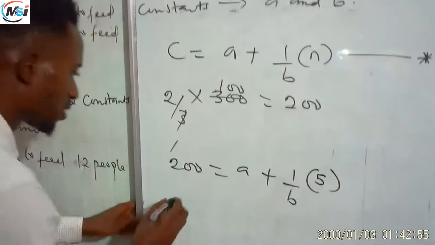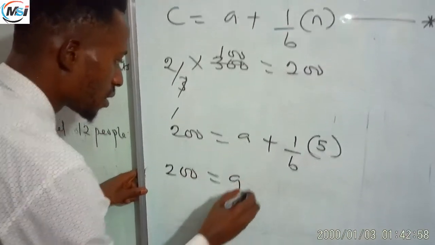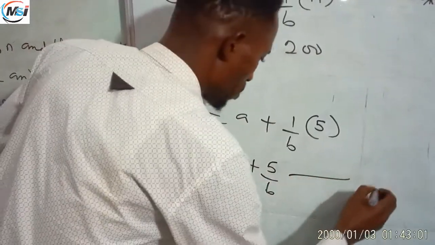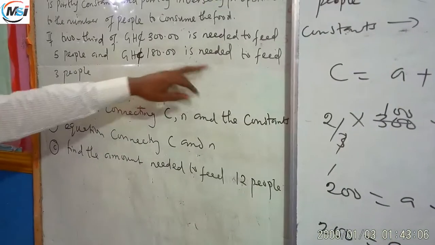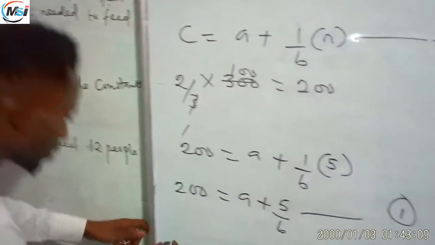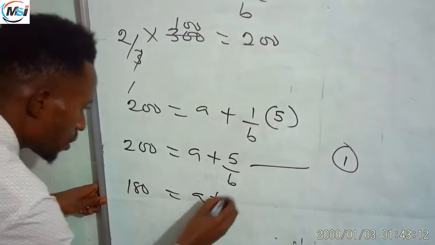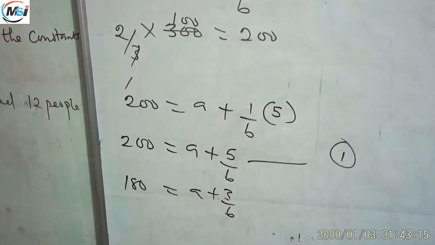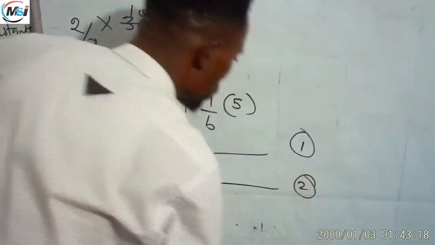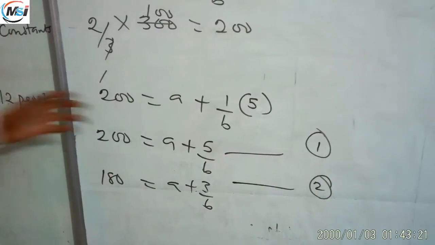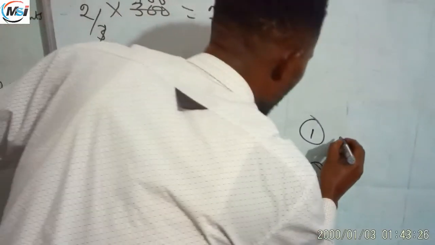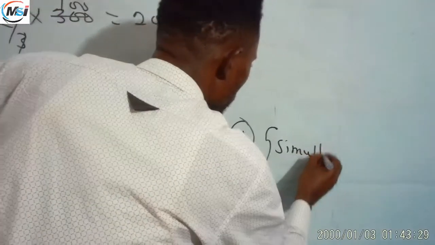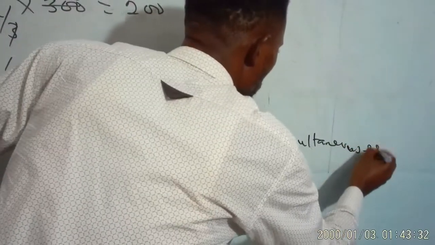This one will lead to equation 1. So I have 200 is equal to A plus 5 over B. Equation 1. Now, to the other one, 180 Ghana cedis is needed to feed 3 people. So this is easy and straightforward. So 180 is equal to A plus 3 over B. Remember, this 3 represents the number of people. This one will lead to equation 2. Wow. Having these 2 equations, of course, it has led us to simultaneous equations.